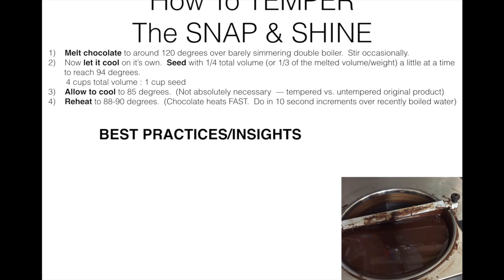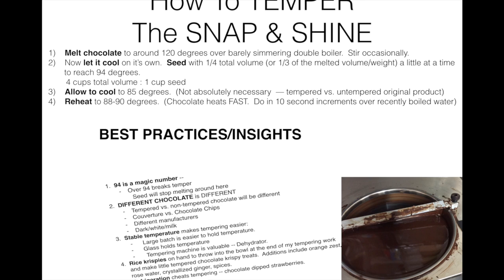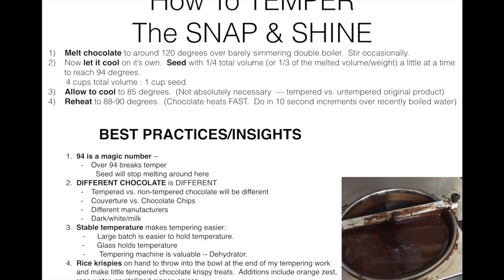Of course, there's tempering machines that are mechanized to do this. I did all my tempering by hand, and I think it's a wonderful, delightful art of working with this beautiful textured element of chocolate and making the cacao butter pour off right at that magic moment. So, best insights and practices: 94 is a magic number. You want to make sure most of your seeds melted, and you don't want to bring it back up over 94 or you'll break the temper.